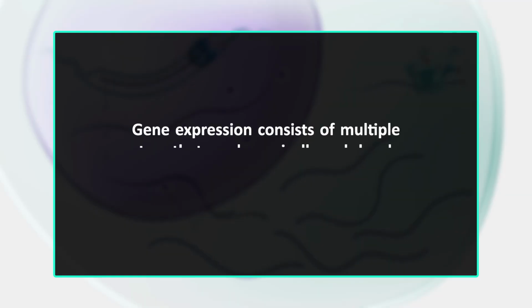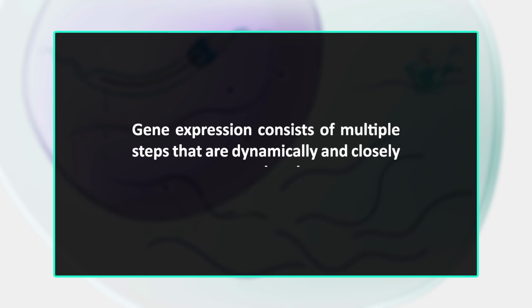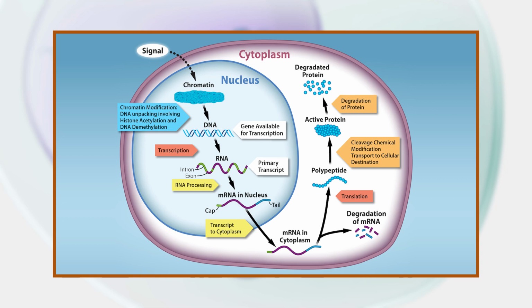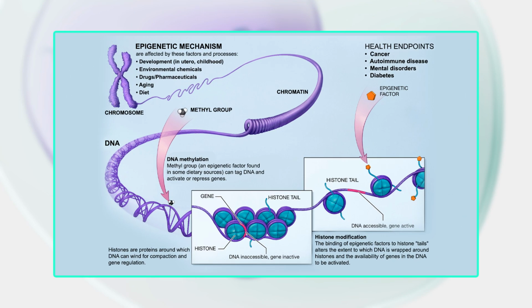Gene expression consists of multiple steps that are dynamically and closely regulated. Gene expression is a tightly regulated process that allows a cell to respond to its changing environments. Regulated expression of genes is required for adaptation, differentiation, and development. Epigenetics is one of the ways how gene expression is regulated.